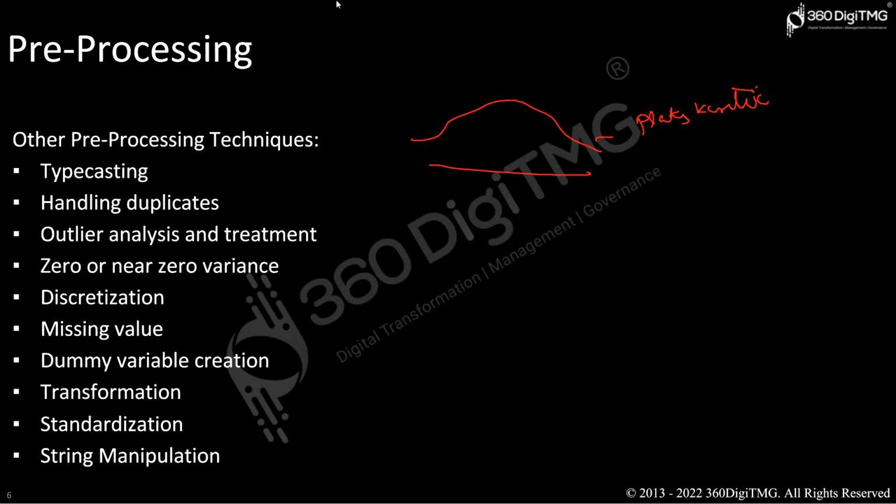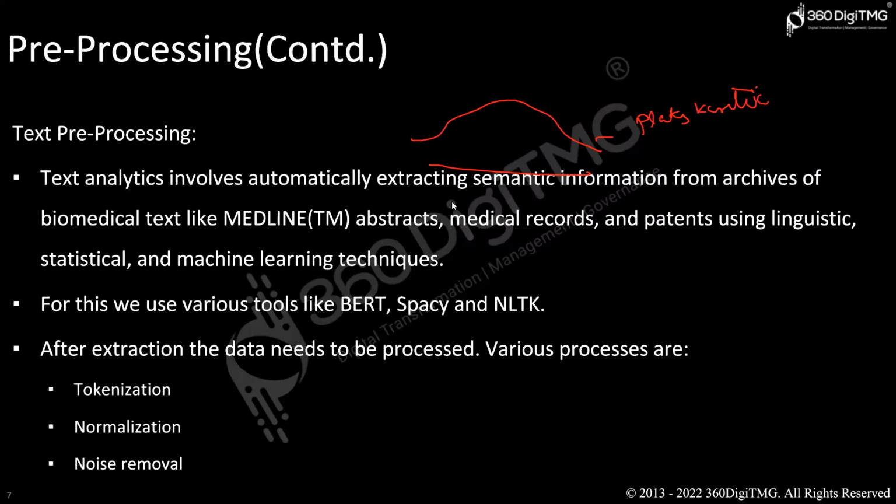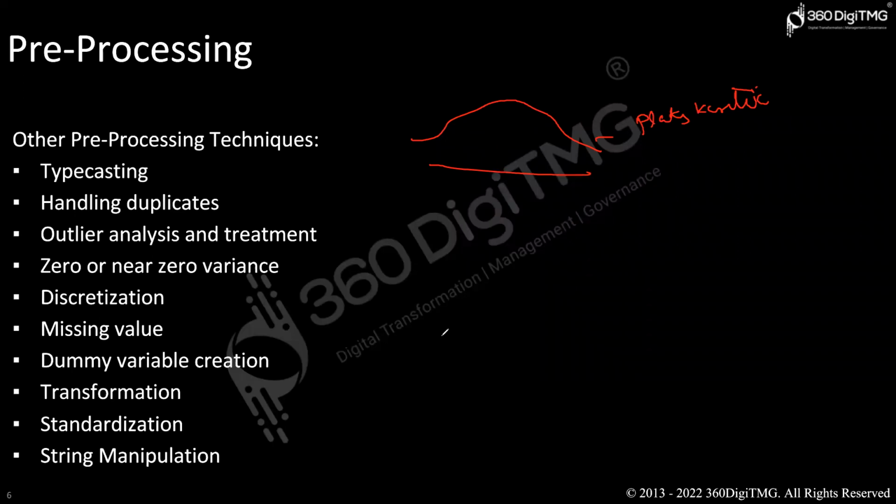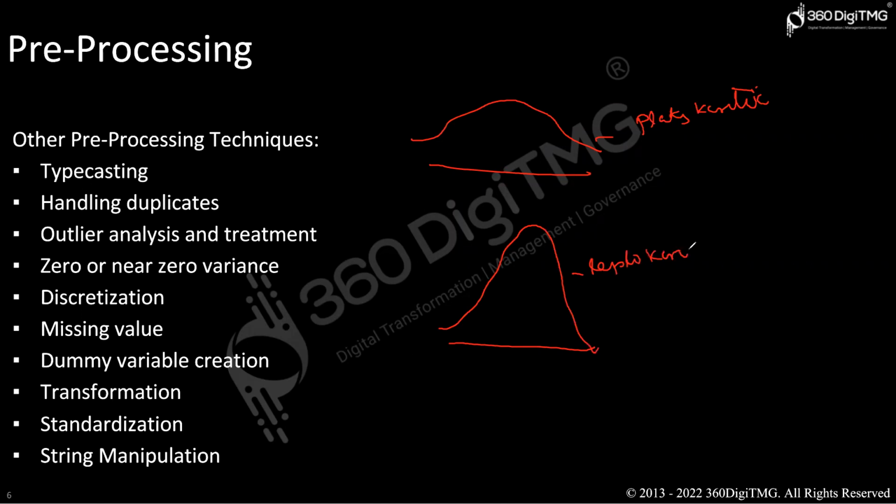So this is called platycurtic. When you have a sharper peak, that is called leptokurtic. When you have normal, that is called mesokurtic. So platykurtic, leptokurtic, and mesokurtic. So there are different variations in the kurtosis. Right?